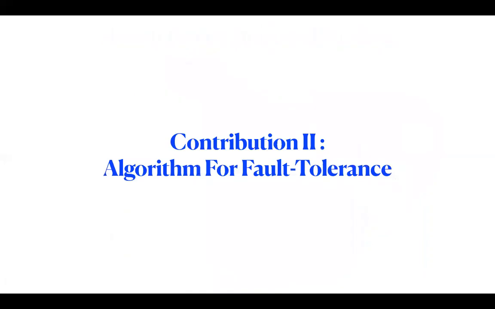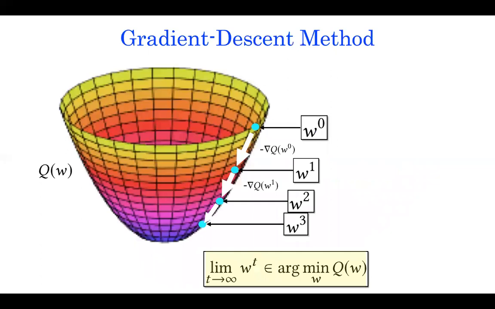Now that we have established the need for 2F redundancy, we move on to finding a distributed algorithm that would actually solve this problem of exact fault tolerance. To do so, we wanted to design an algorithm that is minimally invasive to the existing standard algorithms for solving this problem. And so we review the standard method of gradient descent.